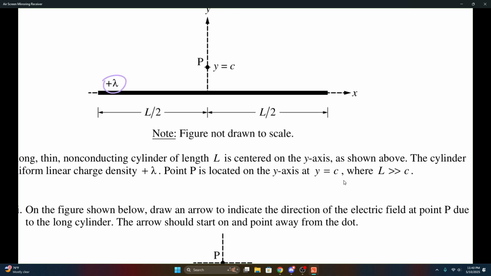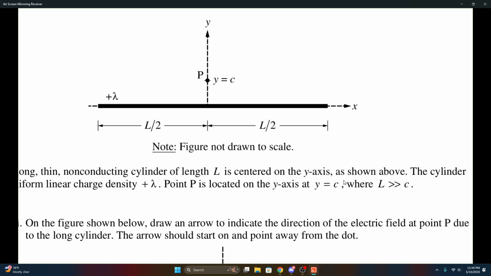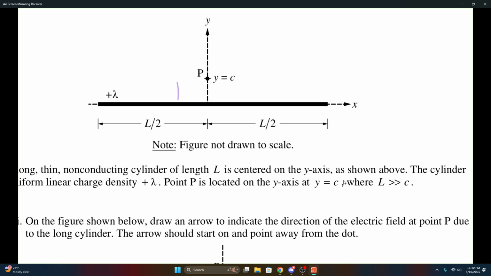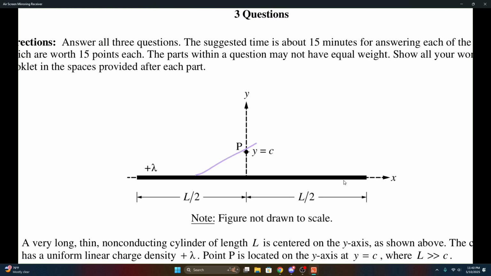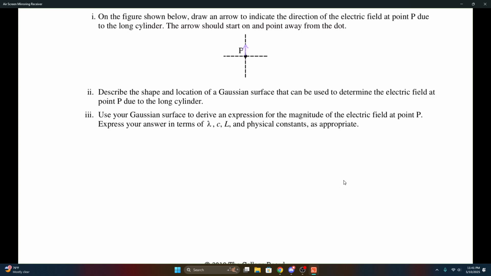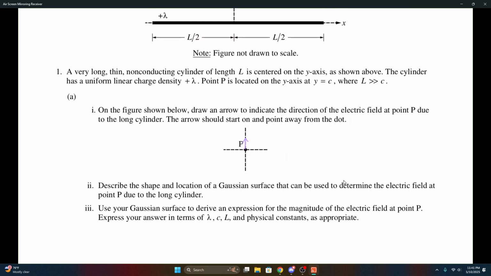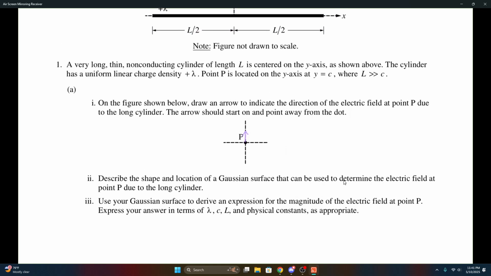Because it's plus lambda, this is going to have plus Q. And that makes the electric field like this. So the electric field at point P is going to be up. And it's all symmetrical because the x components cancel. Describe the shape and location of a Gaussian surface that can be used to determine the electric field at point P due to the long cylinder.